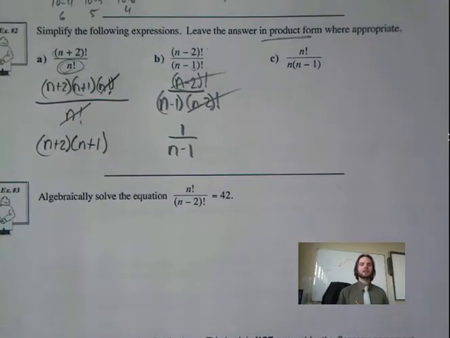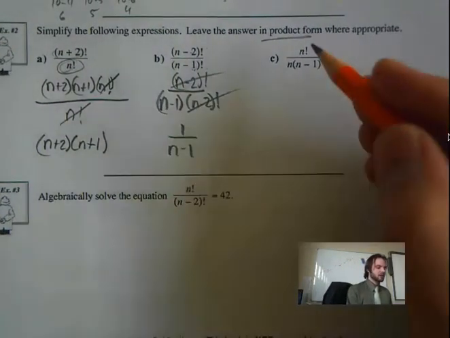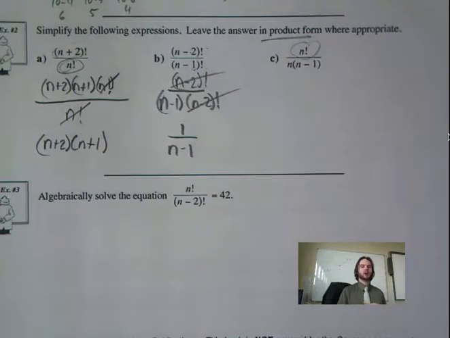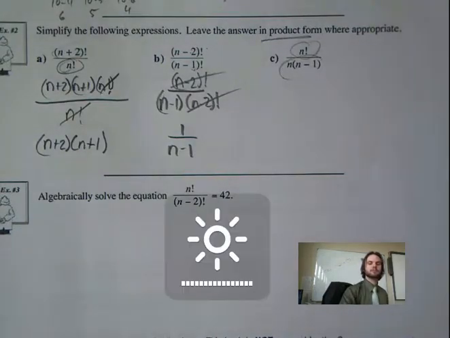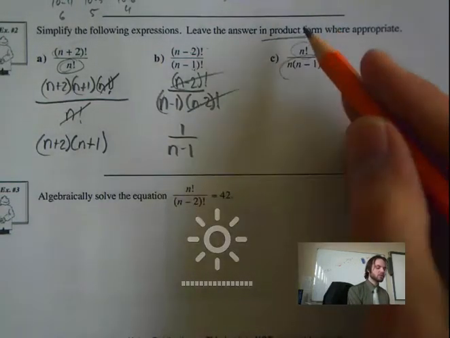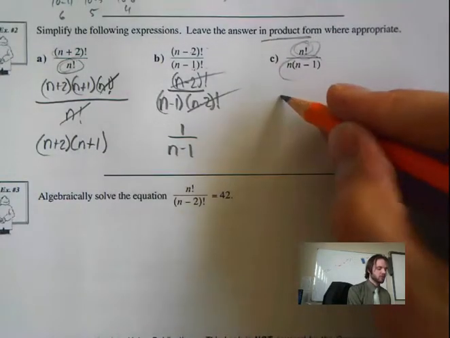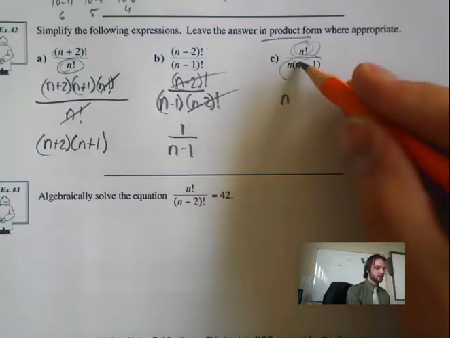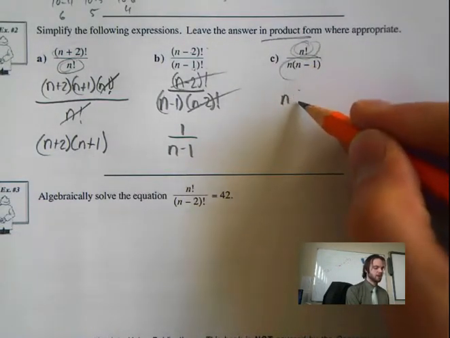All right, let's take a look at the next one. Now, I only have a factorial on the top. I don't have a factorial on the bottom. So, what am I going to do? For this one, I'm just going to start simplifying the top. So I have n, okay, well, there's 1 n, then it'd be n minus 1 factorial.